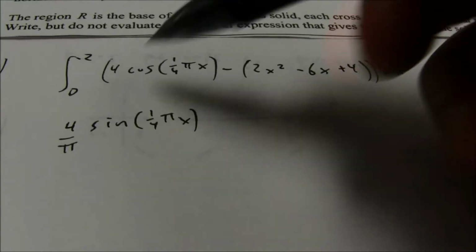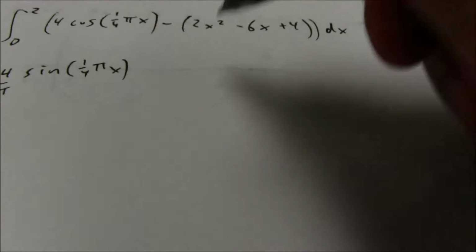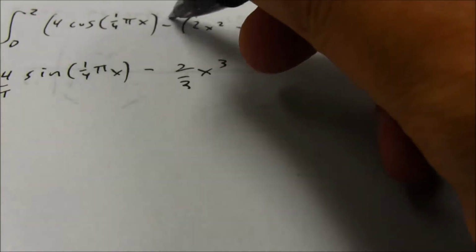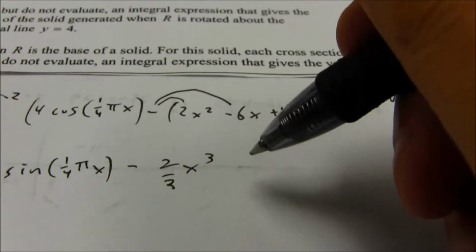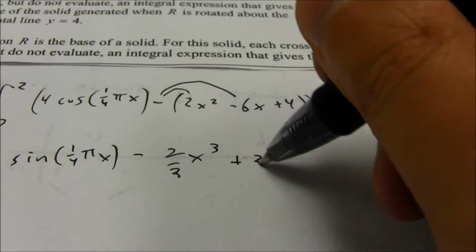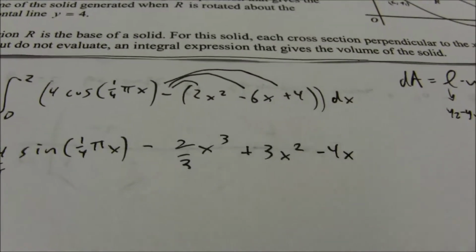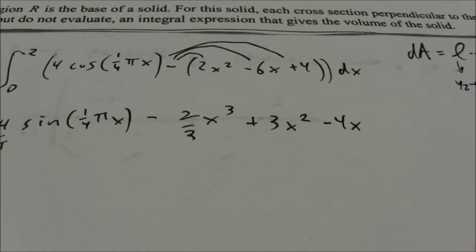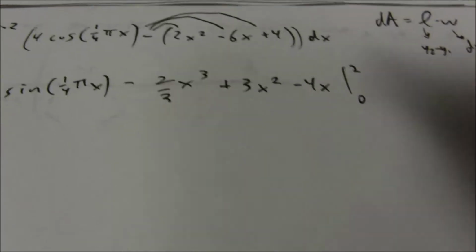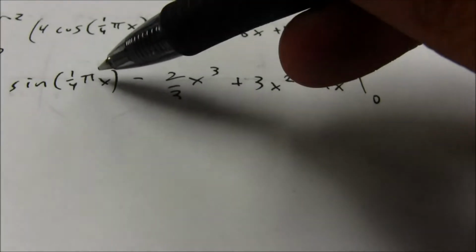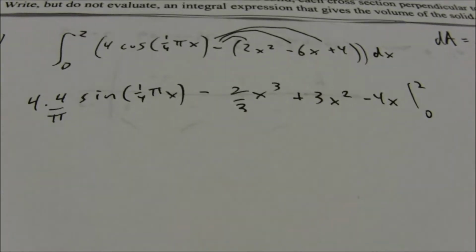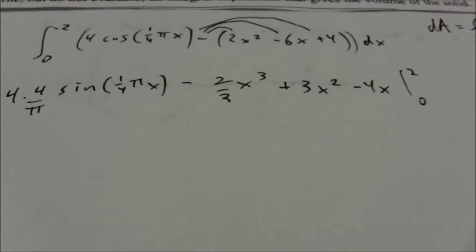And then, of course, it was originally a 4 cosine, so I'm going to have a 4 out in front as well. And then over here it's going to be minus, I'm going to distribute here, that's minus 2/3 x cubed. Be careful here, minus negative is a plus. So that's going to be plus 3x squared minus a positive, that's going to be minus 4x. Okay, and again, we're evaluating this between 0 and 2. Actually, if you put 0 in here, sine of 0 is 0, so everything is going to cancel for the 0 term, so we really just need to evaluate this at 2.